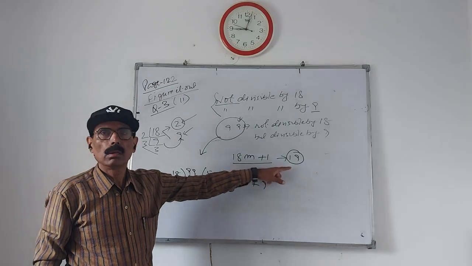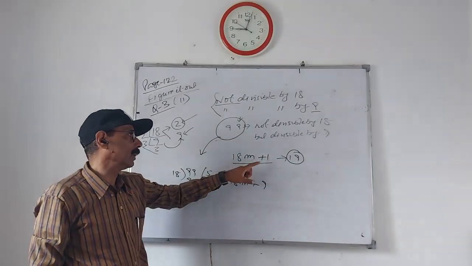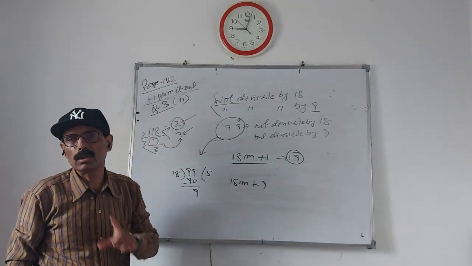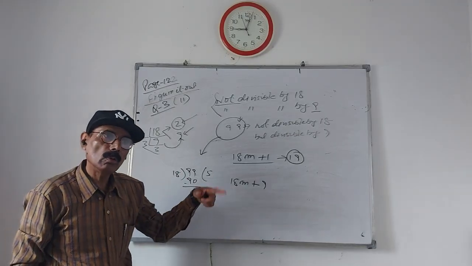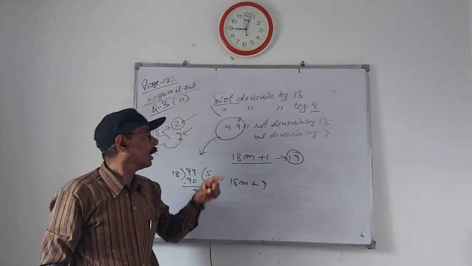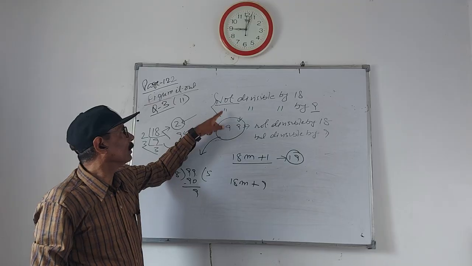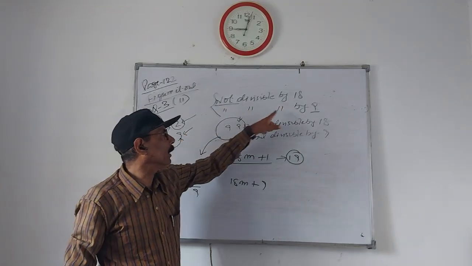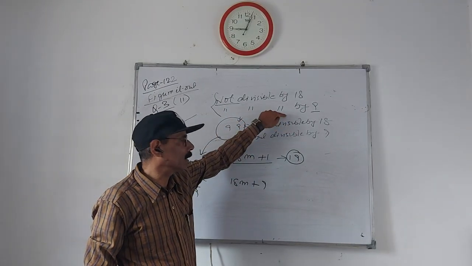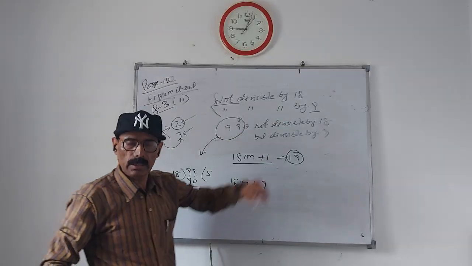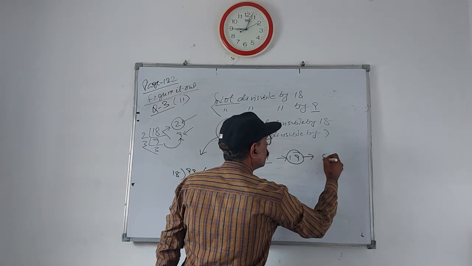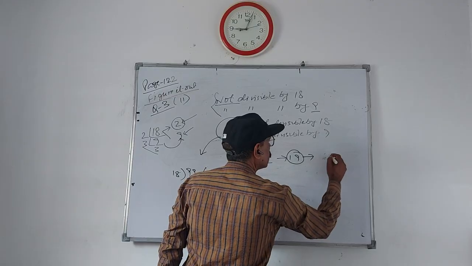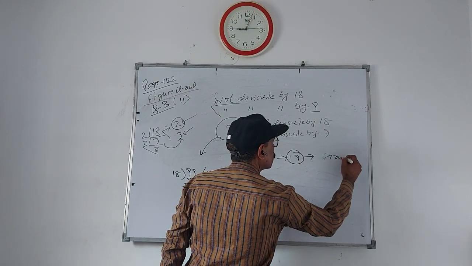Yes, sir. Sir, there 19 is written, 19. If the number is 19, it is not divisible by 18. Yes. But it is also not divisible by 9. Here it is the same thing being told: not divisible by 18, not divisible by 9. The statement is true. As per this example, the statement is true.